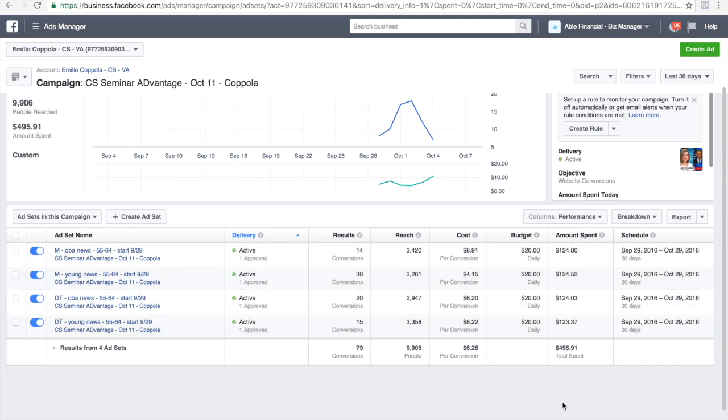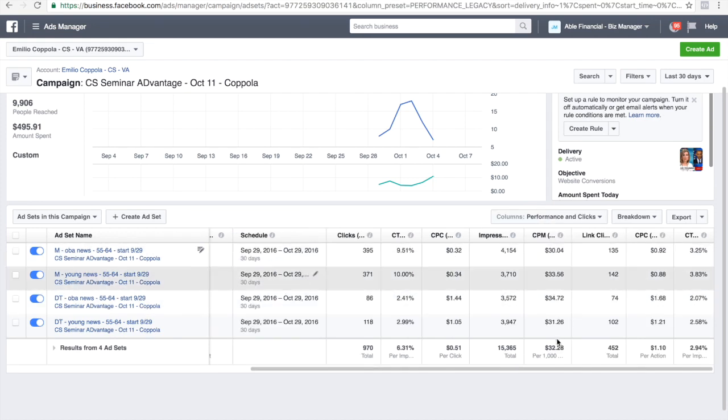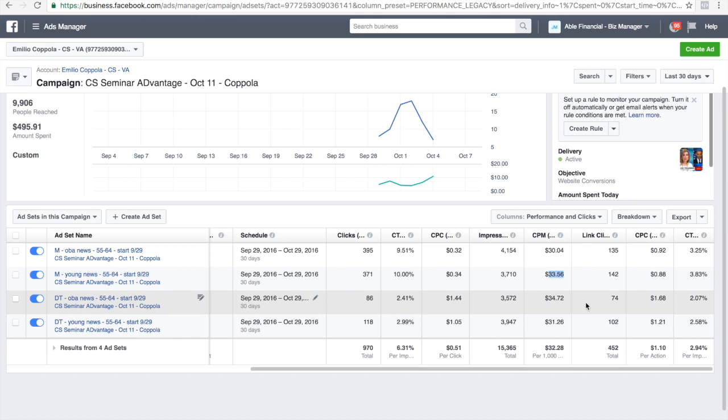Now I mentioned that our relevance score is going to impact our cost per 1,000 impressions, and I want to illustrate that for you. First of all, I'm going to go back to our performance and clicks view. In this view, we can see our CPM, or our cost per 1,000 impressions. Again, it varies based on ad set, but our average CPM is $32. Now what you're going to see about CPM is that it almost identically mirrors our click-through rate. As you can see, the ad with the best click-through rate at 3.83% has a CPM of $33. The one with the worst click-through rate at 2% has a cost per thousand impressions of $34.